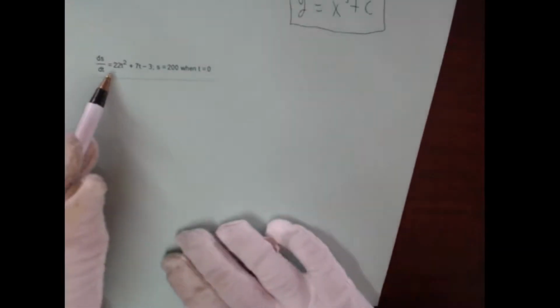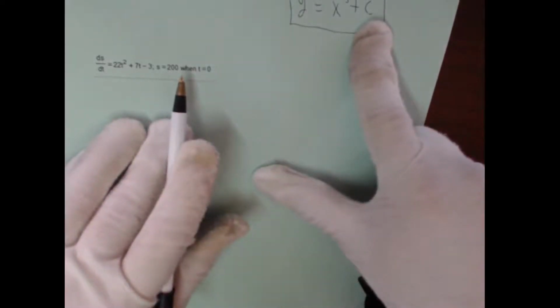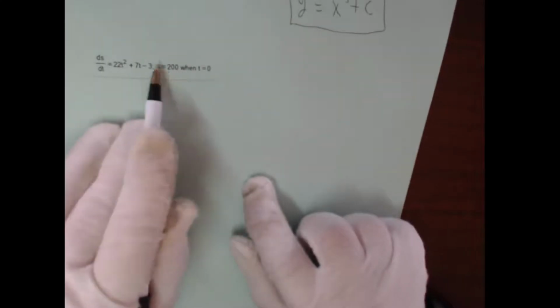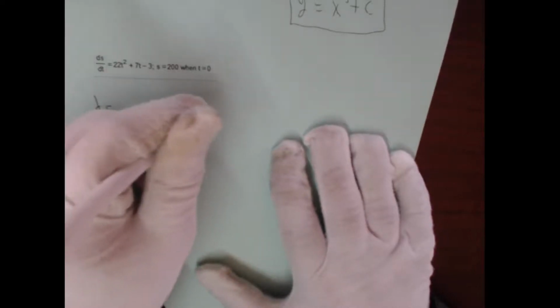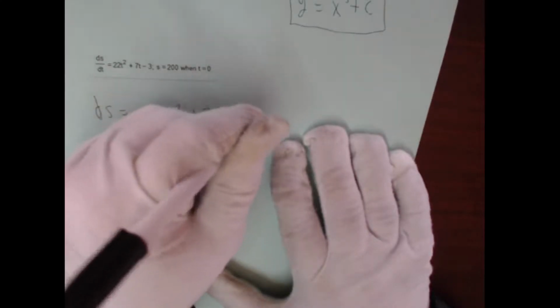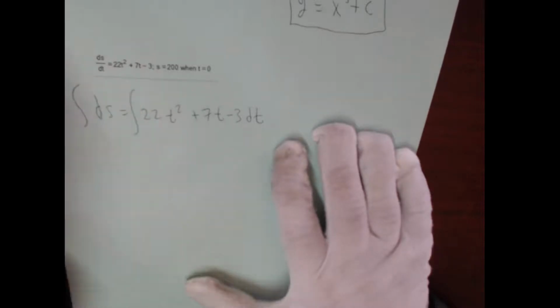So let's do the next one. Here we have ds/dt equals blah, blah, blah. This time they're giving us some initial conditions, so that means we'll be able to ditch the plus c and find one equation that will solve this equation and satisfy s equals 200 when t equals 0. So again, rewrite it like this, and separate our variables. So we have ds equals 22t squared plus 7t minus 3 dt. And then we just take the integral of both sides.